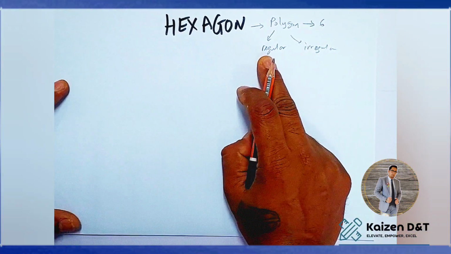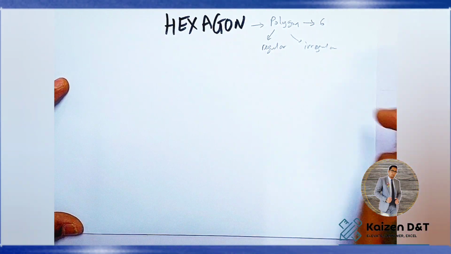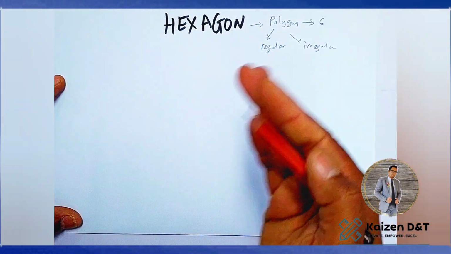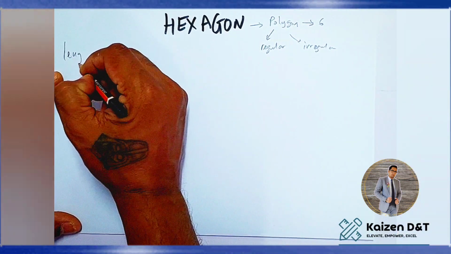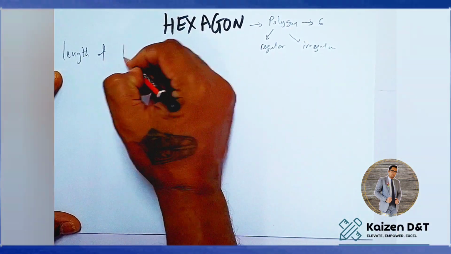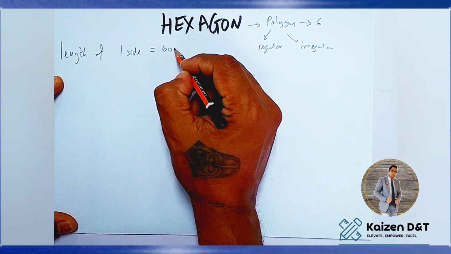Now we are going to draw a regular hexagon. So how do we draw a regular hexagon? So first of all, you will be given the length of one side. Suppose the length of one side is equal to 60 millimeters.